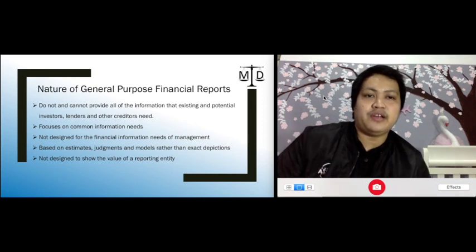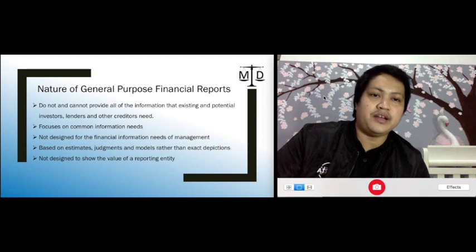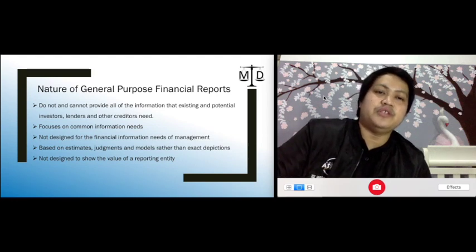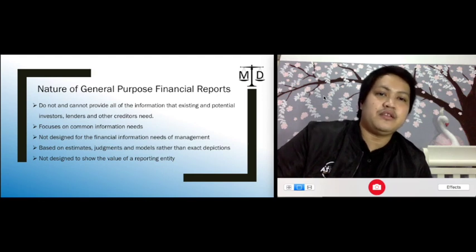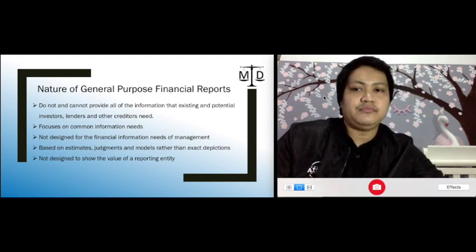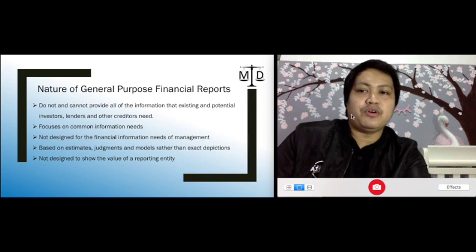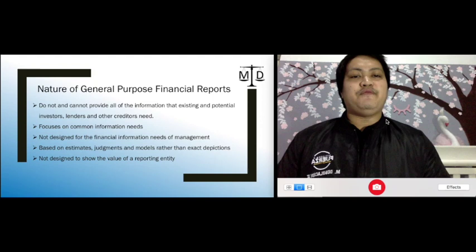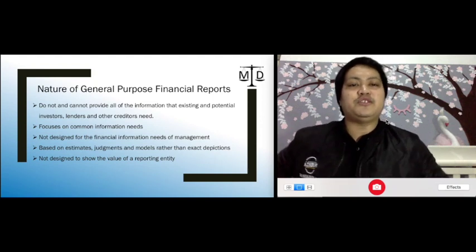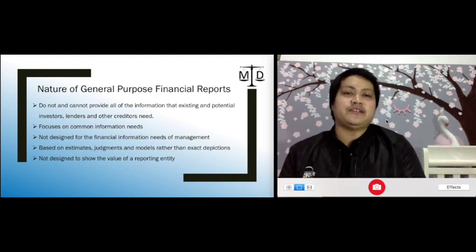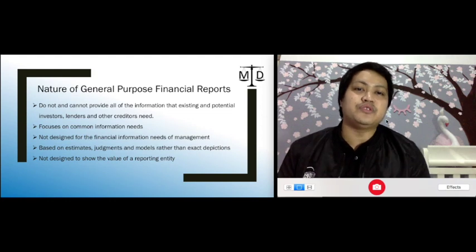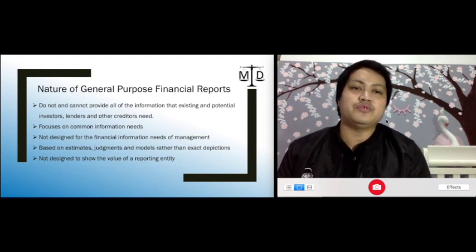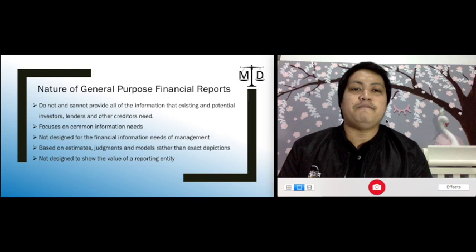On this particular day, our primary users may be interested to know one thing, and another day another thing. It is simply impossible for you to cater to all the information needs of your financial statement users. So our financial reports focus on common information needs. And even if we only focus on the common information needs of our primary users, there is an assumption that the needs of our other users would also be satisfied.